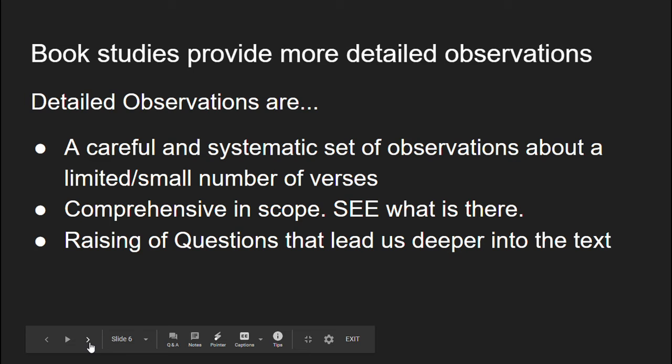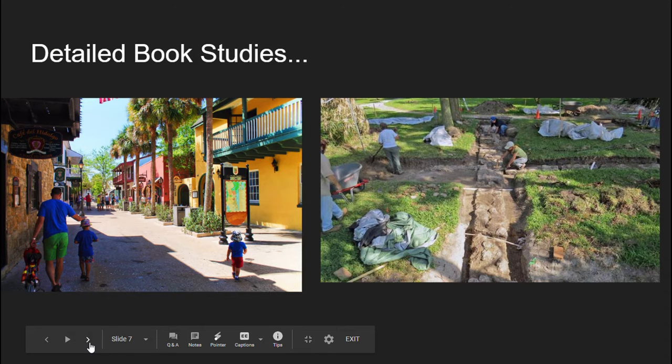But we can get even more detailed than that. Detailed book studies, we can get off the trolley and we could walk around. We can actually see the different shops. It's more detailed. Now, it takes more time. If we were to walk St. Augustine versus ride around in a helicopter or ride around in a trolley, we can walk around.